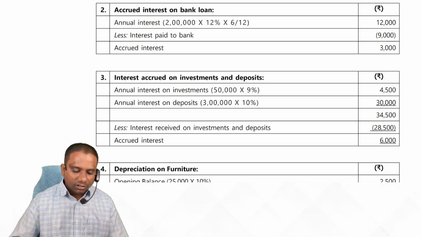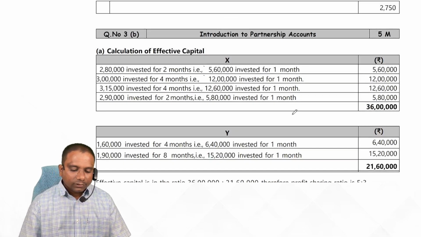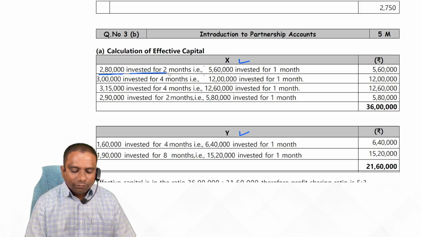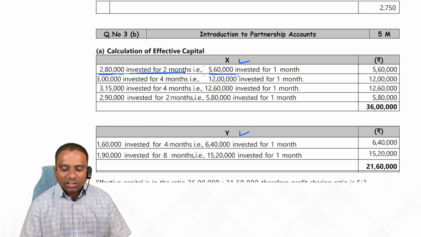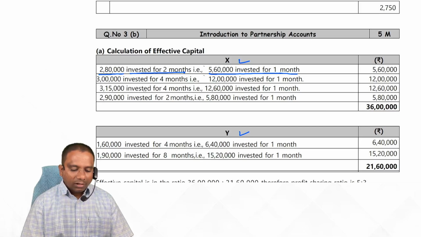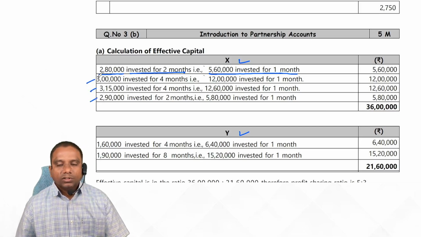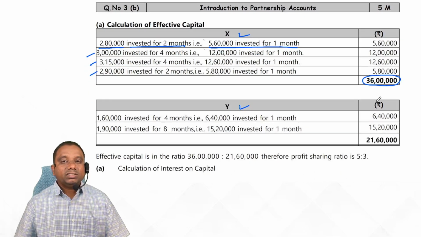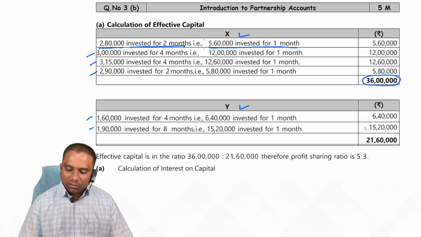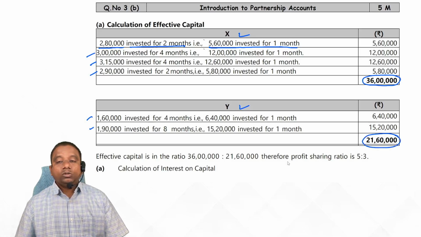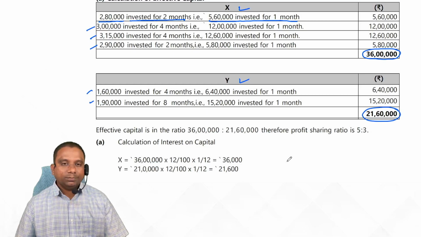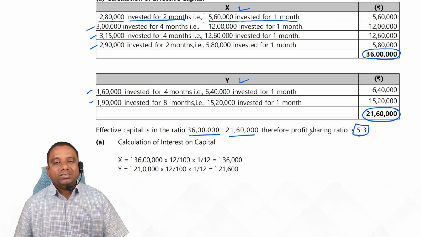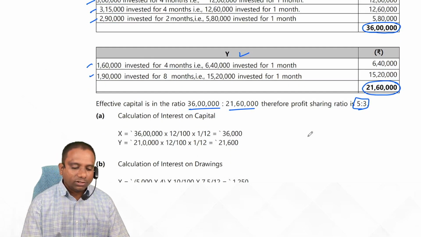Now, observe the calculation here. First we calculate for X. After that, we come to Y. Look at 2,80,000 rupees invested for 2 months, means 5,60,000 invested for 1 month. Like this, you just calculate. Total effective capital of the partner X is 36 lakhs. Now Y also, same calculation. Total effective capital of Y is 21 lakh 60,000. Now calculate capital ratio, which is nothing but 5 is to 3. In this ratio, they are sharing profits and losses. This is the first calculation.